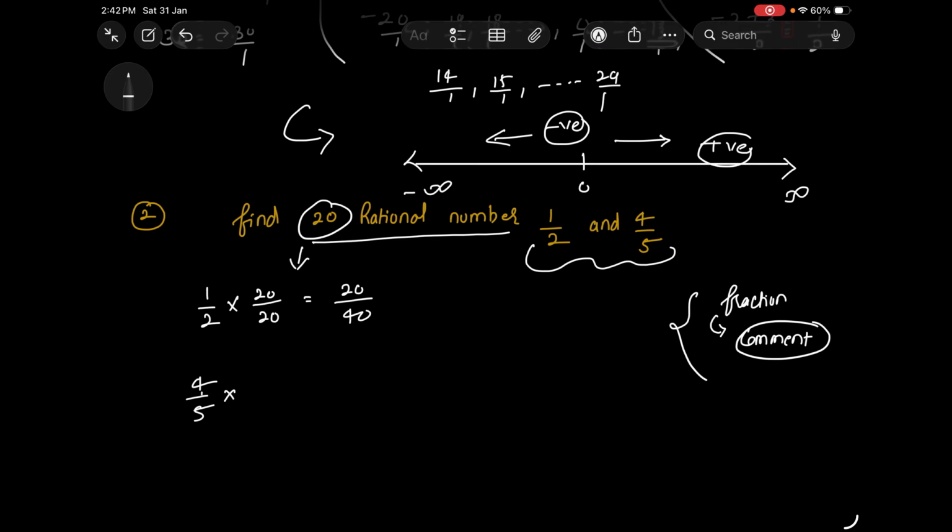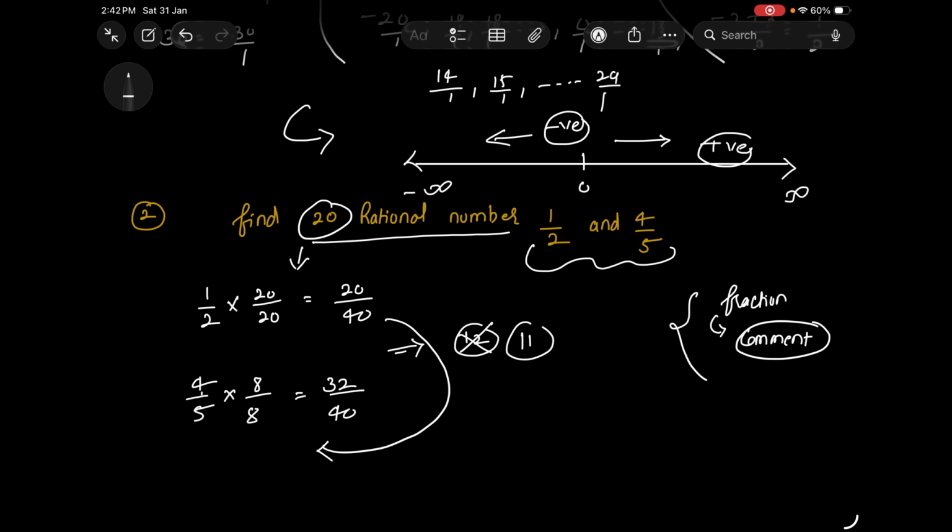So we have 20 upon 40. In the second number, we have to keep the denominator the same. So for keeping the denominator the same, we multiply and divide by 8. 8 4s are 32 upon 40. Now we check how many rational numbers we have. We have only 12 rational numbers between them, or let's say only 11 rational numbers between them, that is 21, 22, and so on up to 32.